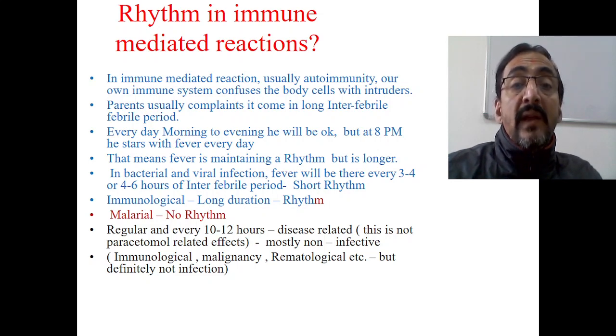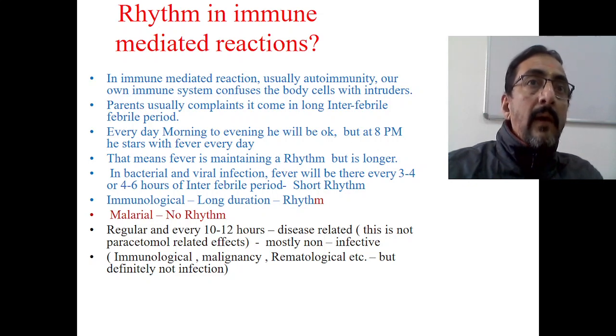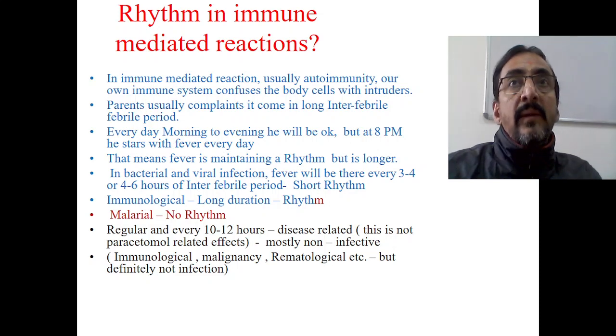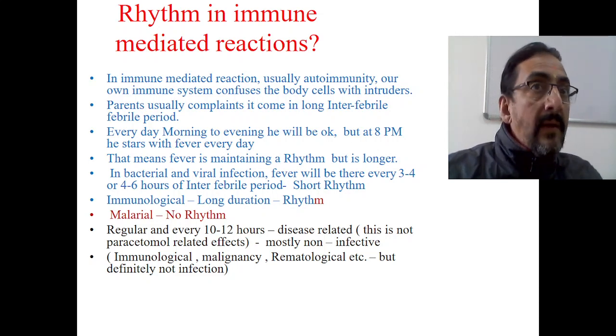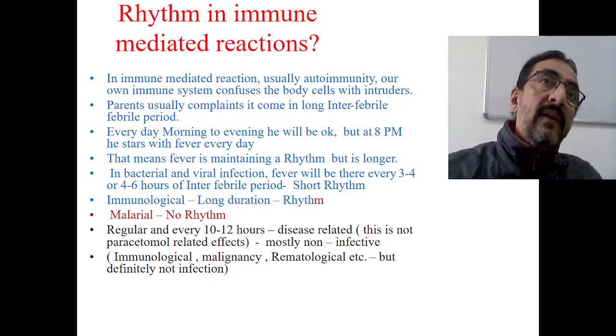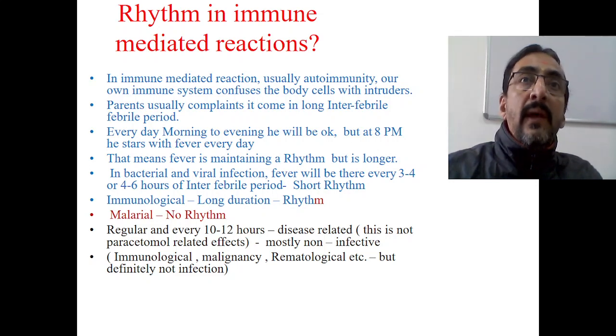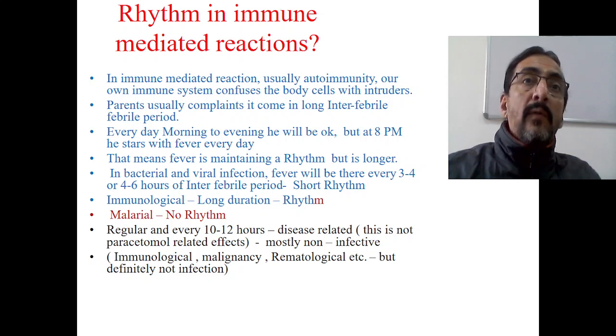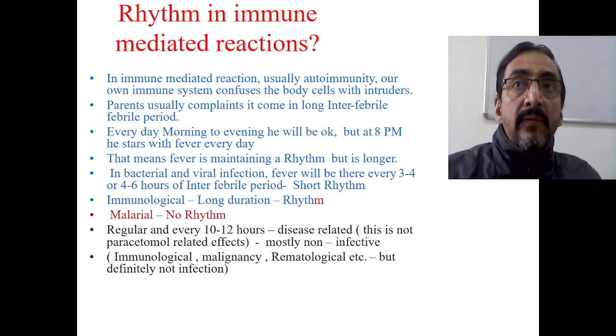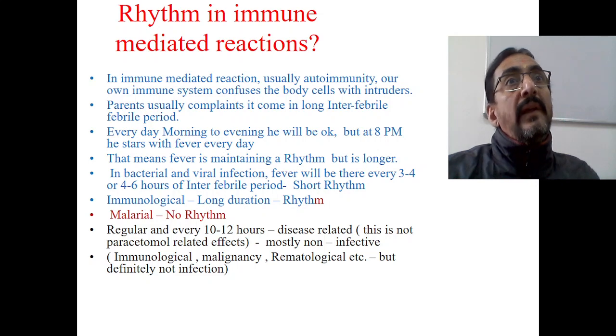So parents usually complain about one important thing. What is that? This is very important to understand the rhythm in case of immunological fever. In case of immunological fever, the interfebrile period is long. What I mean to say is, in viral fever, usually parents say that fever is coming every 3 hours. Even in bacterial fevers, parents usually say that fever is coming every 6 hourly, 5 hourly, 4 hourly, etc. But when you talk about immunological fever, the interfebrile period is very long.